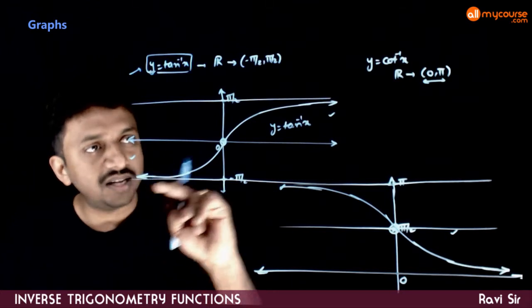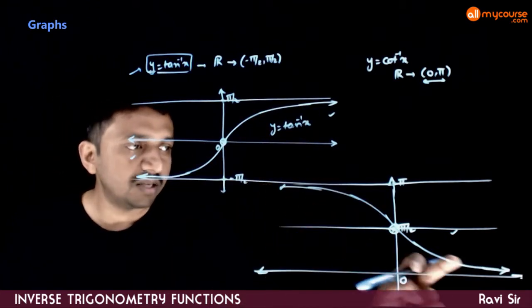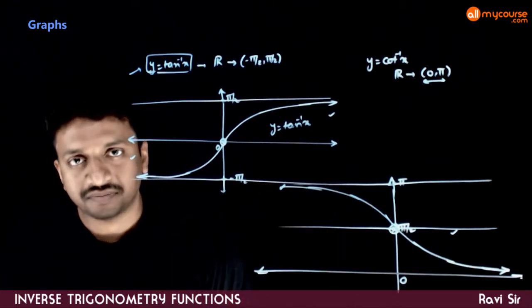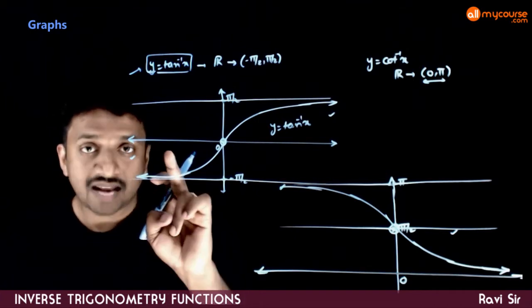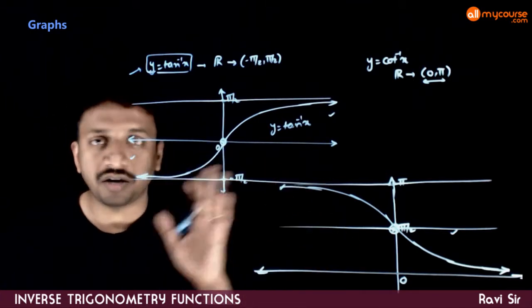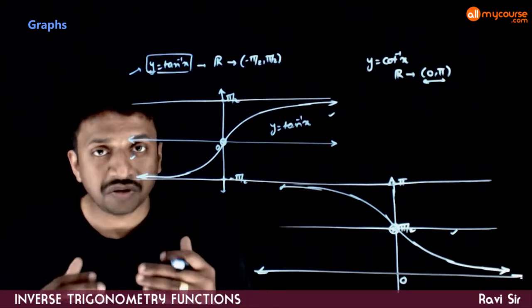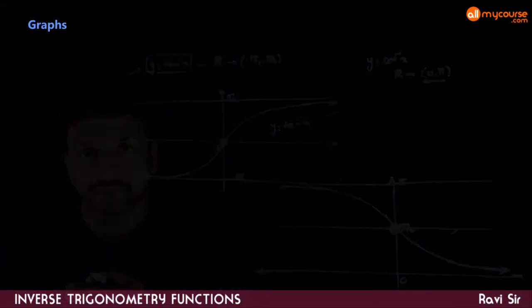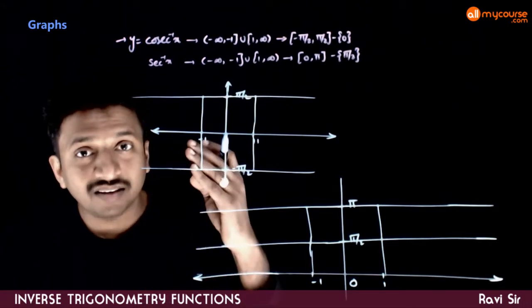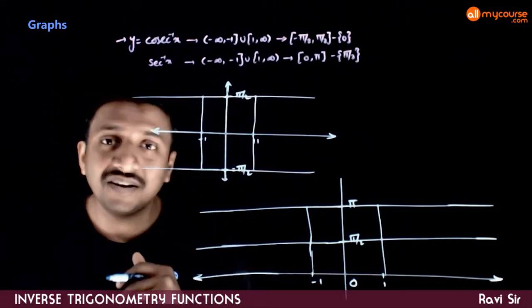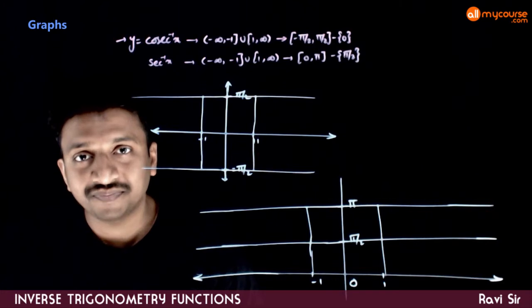Tan inverse is an increasing function. Cot inverse is a decreasing function. Next, we'll also look at the remaining two graphs. Now, let us look at the graphs of cosecant inverse x and secant inverse x.